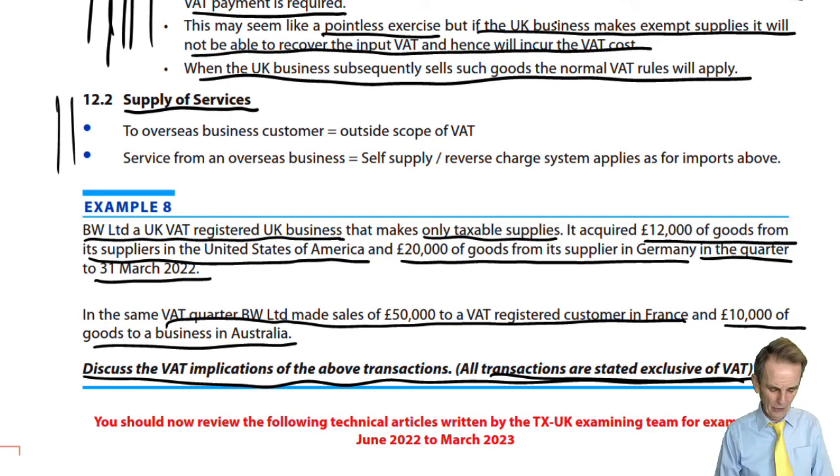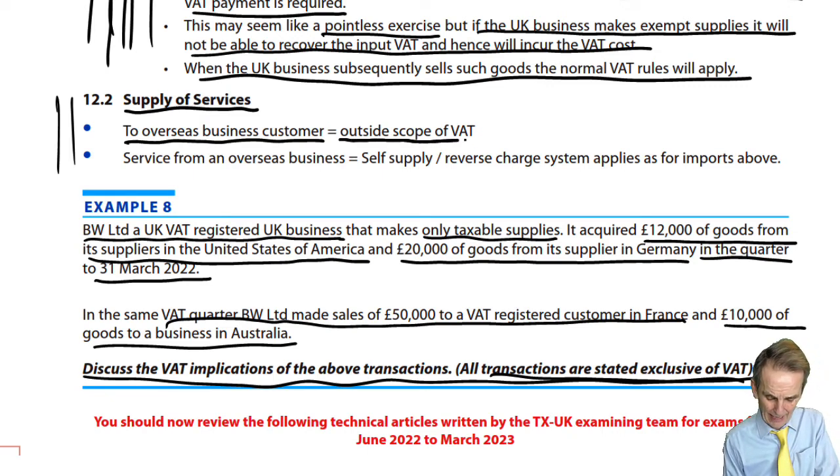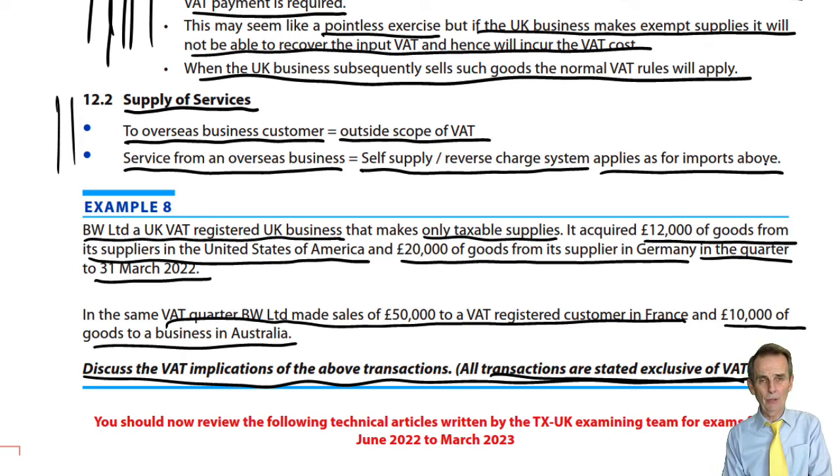And finally, the supply of services. Basic rules in terms of whether we are supplying a service to an overseas business customer, in which case it's outside the scope of VAT. It is not an exempt supply, it is not a taxable supply, it is outside the scope of VAT. There is no VAT to account for. If we are receiving a service from an overseas business, then it's the same self-supply or reverse charge system that applies as for imports above.